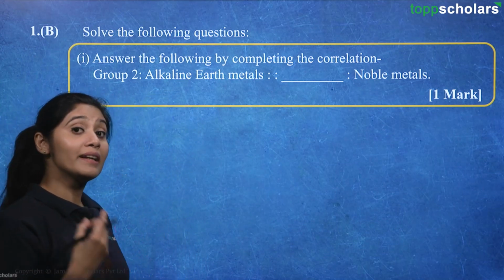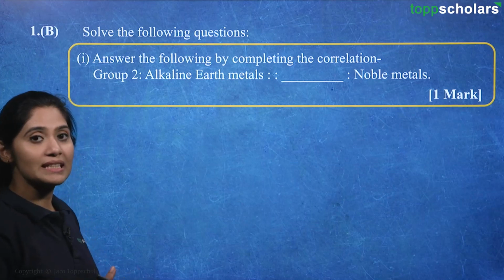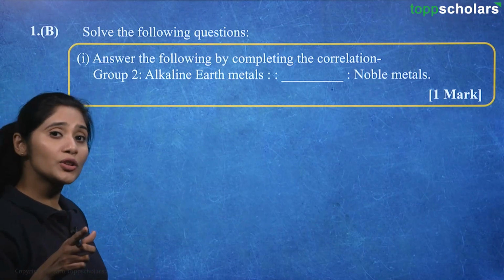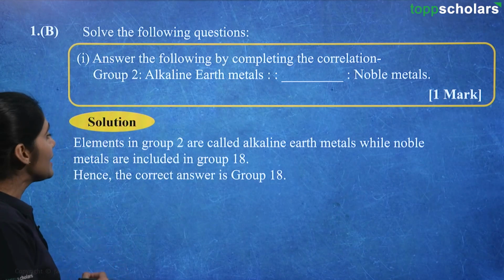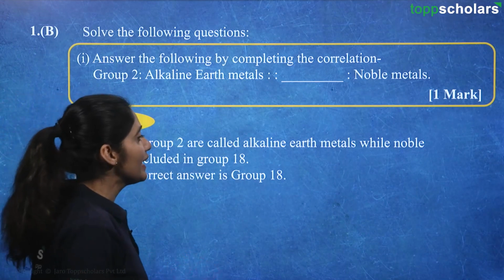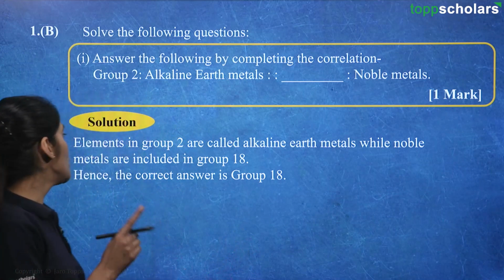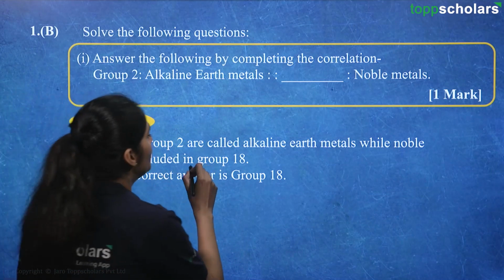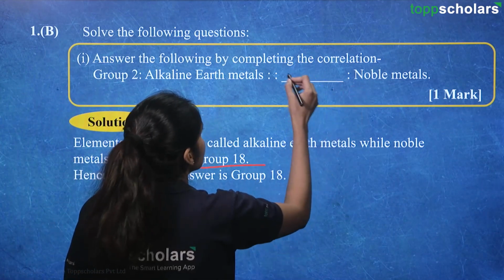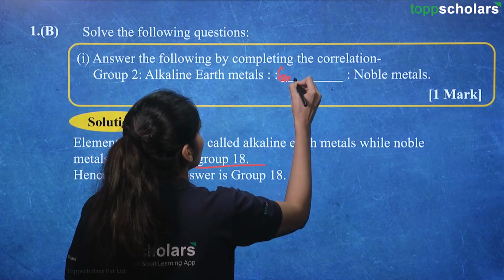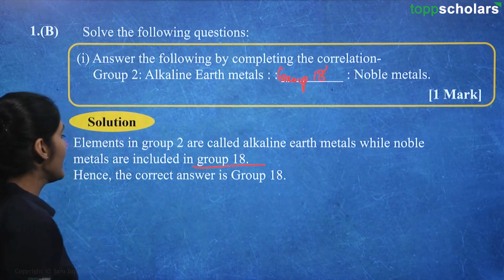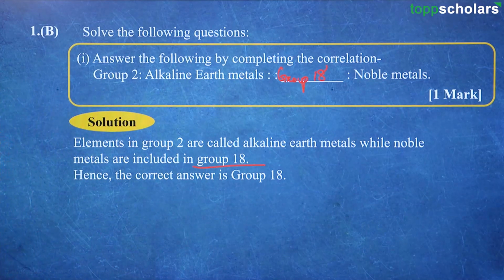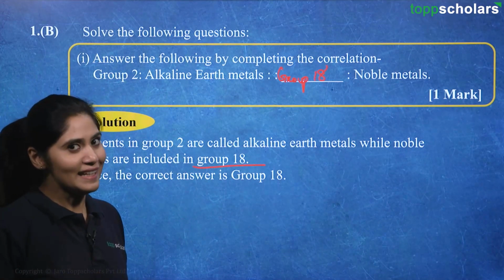They are what? Inert metals, right? So these belong to what group? Group 18, right? Let's see the solution though. Elements in group 2 are called alkaline earth metals, while noble metals are included in group 18. So the answer here would be group 18, right? Hence the correct answer is group 18. I hope that's easy enough.